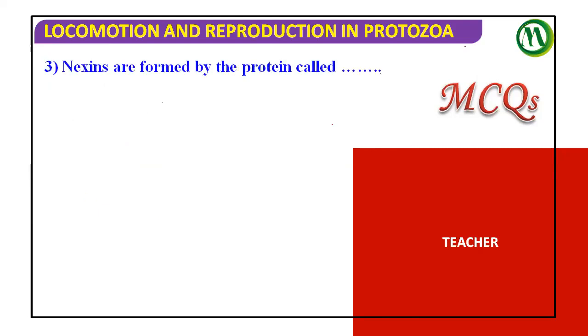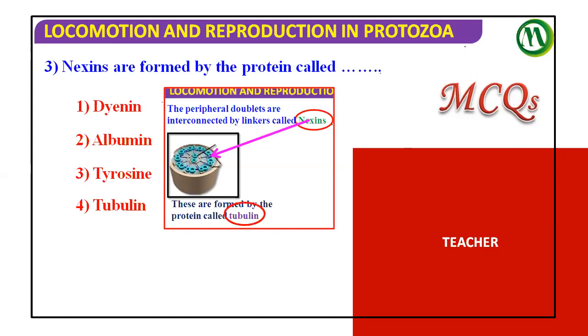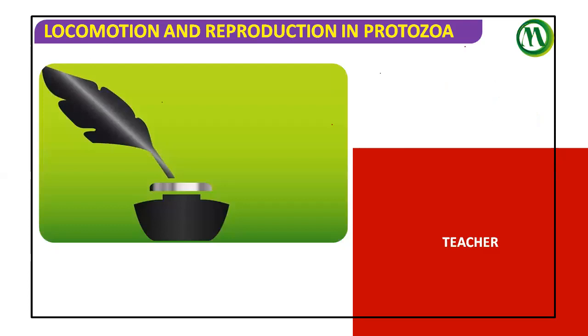Nexins are formed by the protein called? Nexin linkers are formed by the protein called tubulin. Dynein arms are made up of dynein. Now I am talking about nexins. Nexins are composed of tubulin.